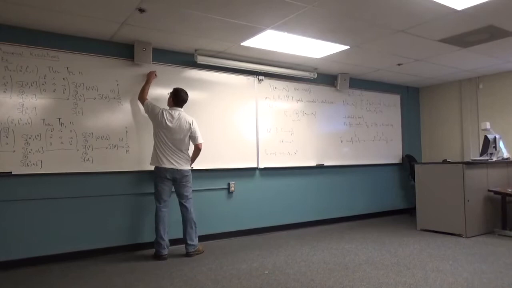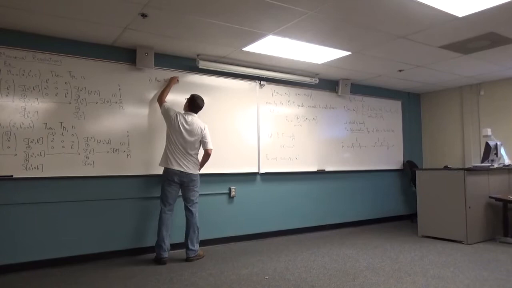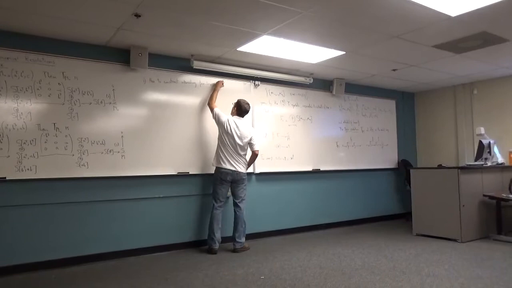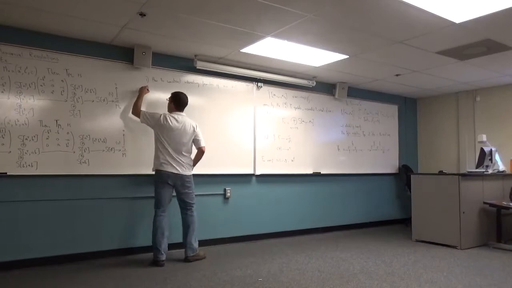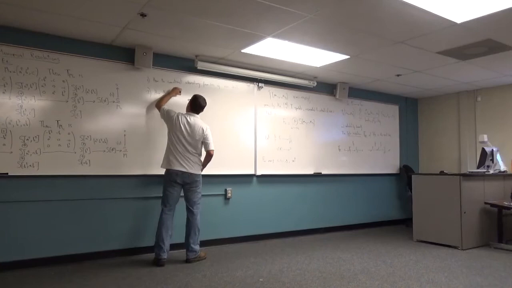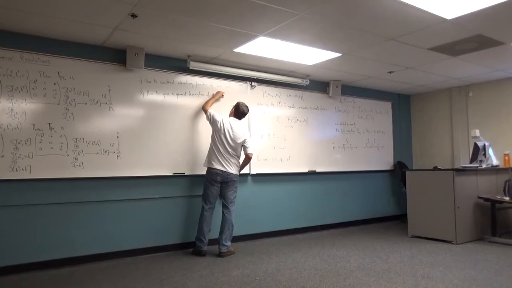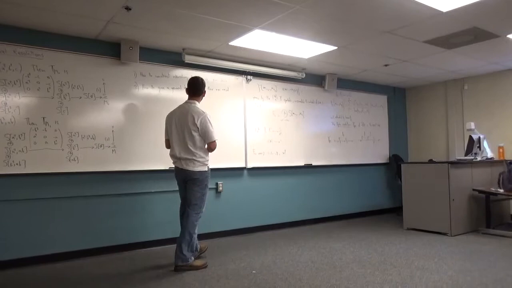First, how to construct interesting families of monomial ideals. And number two, how to give a general description of their minimal resolutions. So first you have to find the family of monomial ideals and then give a general description of their minimal resolutions.